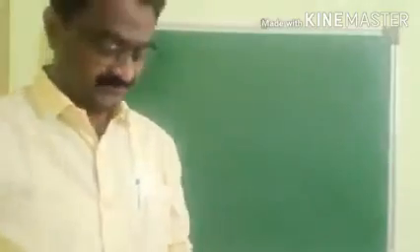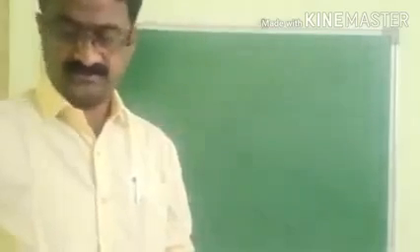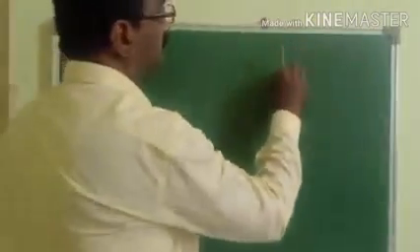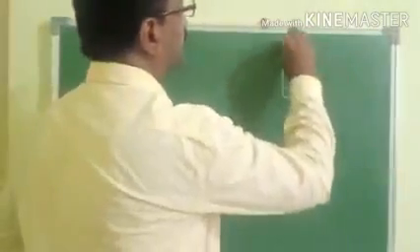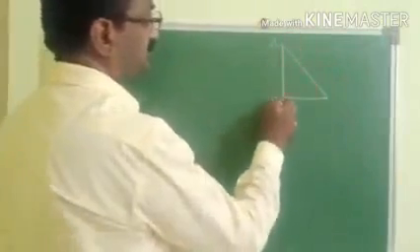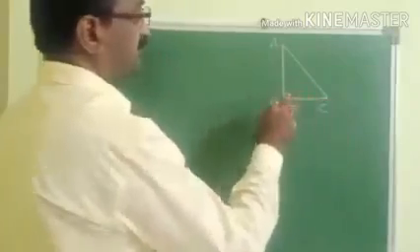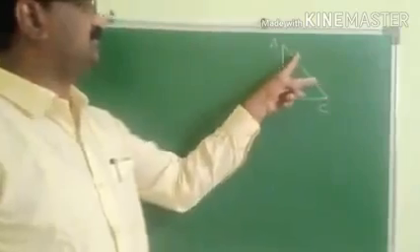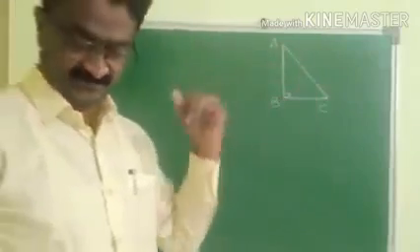Today we are going to learn the application of the Pythagoras theorem. We have seen the Pythagoras theorem. What is the Pythagoras theorem? In a right angle triangle, the hypotenuse square is equal to the sum of the squares of the remaining two sides. That means in triangle ABC, AC is the hypotenuse, so AC square is equal to AB square plus BC square.